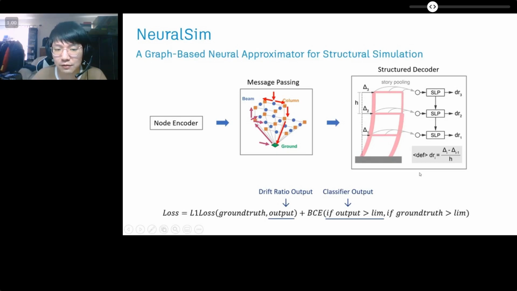So one is the drift ratio output, which is the prediction of the drift ratio values. And the other is the classifier output, which classifies if the ground truth drift ratio is larger than a limit or not. So in the paper, we show that having this multitask loss improves the performance.